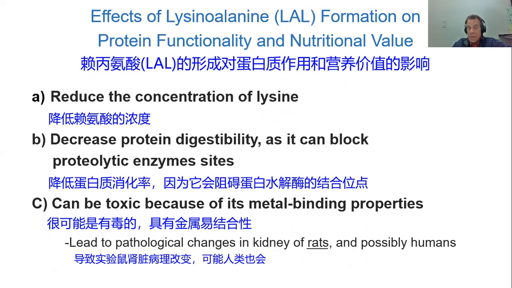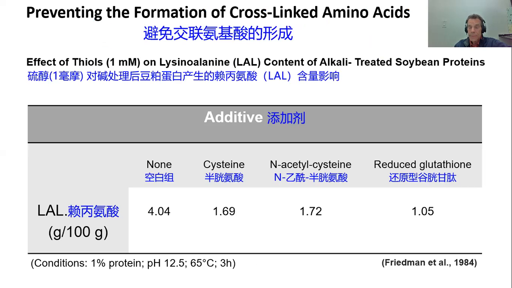And in some cases, it can actually be toxic. Lysinoalanine has metal binding properties, and there's some evidence that it leads to pathological change in the kidney of rats and potentially humans, and who knows, in fish and crustaceans also, because of their characteristics. So the formation of cross-linked amino acids destroys amino acids, reduces the digestibility of the protein, and can actually have toxic consequences. So it's something to consider.